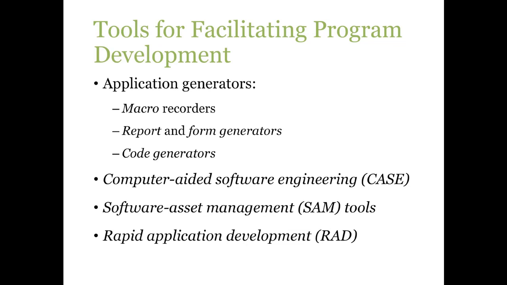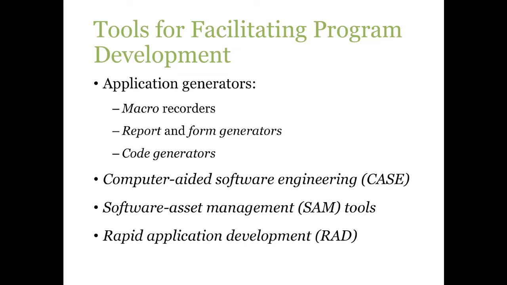So there are many different ways you can approach software development. The easiest way is to just use a text editor and start to write up your code, and there are many other tools that allow you to do similar tasks quickly. For example, you can use a macro recorder. If you use Microsoft Office Suite, there is something called Macro Recorder, allowing you to record all the steps you need for certain tasks. So next time, just click one button, and it will finish all your tasks in one click. There are things like report and form generators, even some code generators.